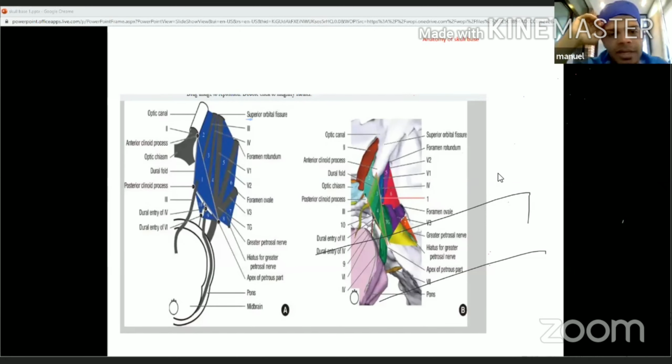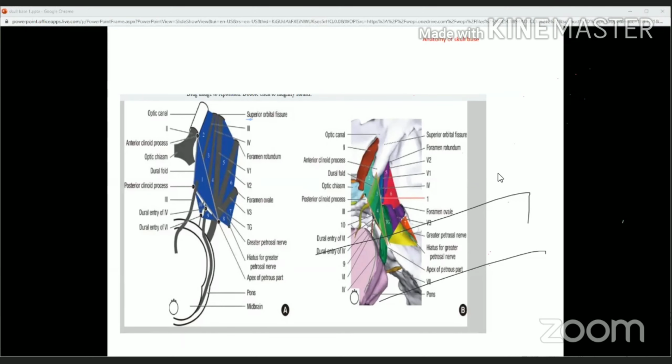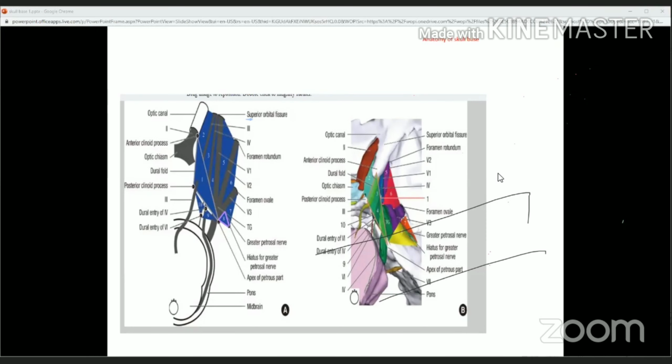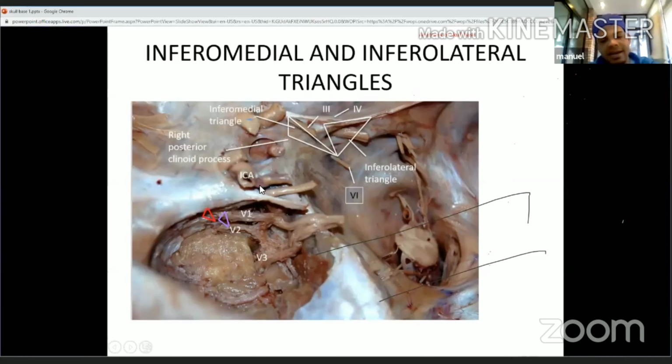Number seven is the posterolateral triangle. Number 8 is the posteromedial triangle. 7 is Kawase, 8 Glasgow. Exactly. Thank you so much. And number 9 is posterolateral, the paraclival region, paraclival triangles. Going next. This is the inferomedial and inferolateral.